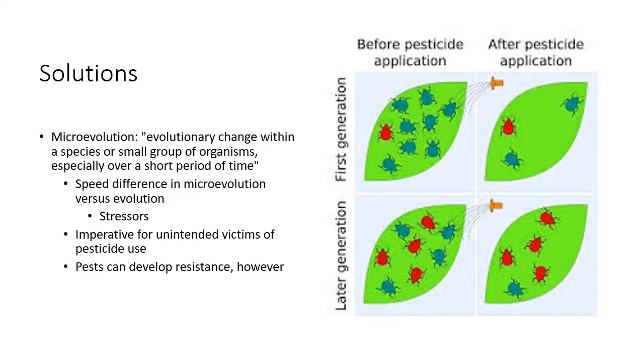One of the solutions to the impact pesticides have on the environment is a natural solution, and microevolution. Microevolution is the evolutionary change within a species or a small group of organisms, especially over a short period of time. The difference between microevolution and regular evolution is that microevolution occurs at a much faster pace. This is because of direct stressors put in the environment.